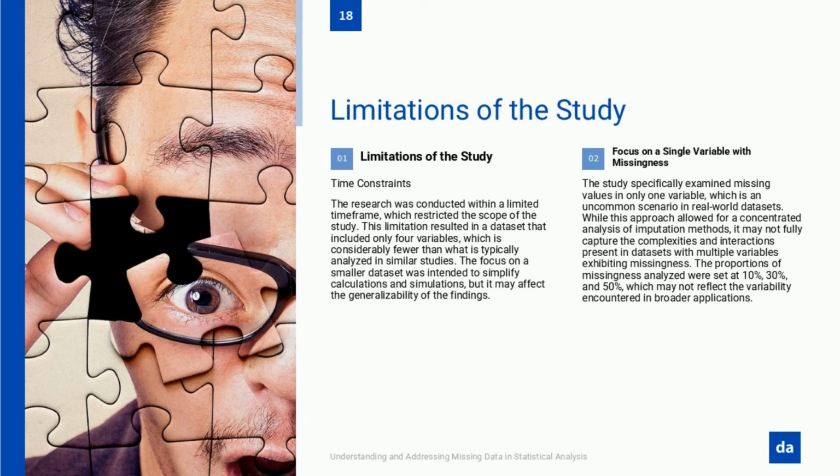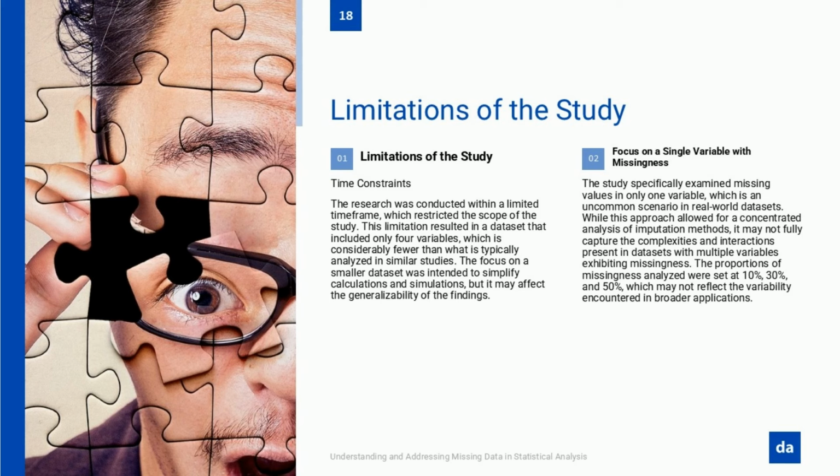All right, folks, let's address the elephant in the room, or rather, the tiny elephant. Yes, our study had some limitations, and no, we're not perfect. Let me break it down for you. We had a ticking clock, which meant we couldn't aim for the stars. Instead of analyzing a sprawling data set, we focused on just 4 variables. That's right, 4. Imagine a 4-piece puzzle instead of a 1,000-piece masterpiece. It was efficient, sure, but it did limit how much we could generalize our findings.